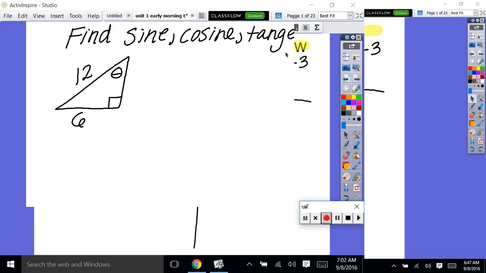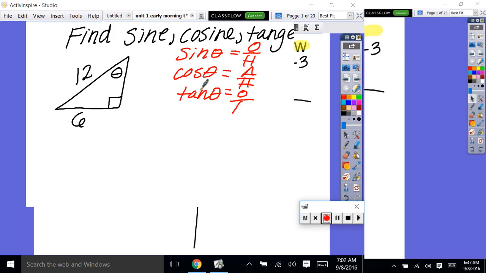I'm going to give you a picture like this. Say find sine, cosine, tangent. So looking at this, we would say to ourselves, sine of theta, cosine theta, tangent theta. Okay, look right here. So sine is opposite over hypotenuse. So 6 over 12, right? Which is 1/2, correct?